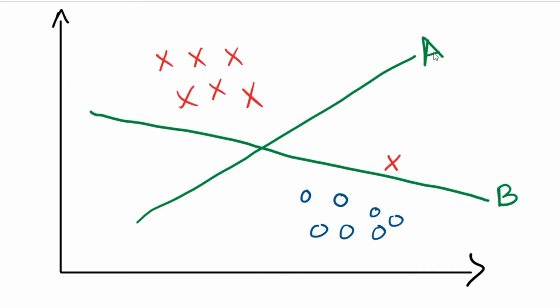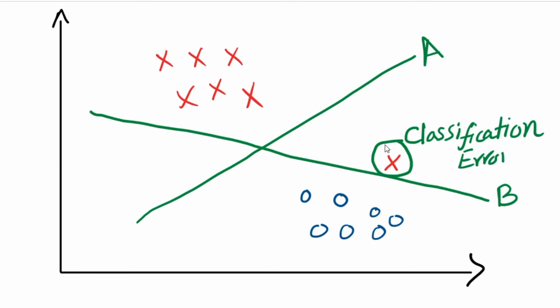It is actually this line B over here, and you might have gotten this right. Now this line A does maximize the margin in some sense to all the data points, but it makes what is called a classification error over here, this red X. The red X is on the wrong side of the green line, whereas in the case of line B over here, all the points are classified correctly.